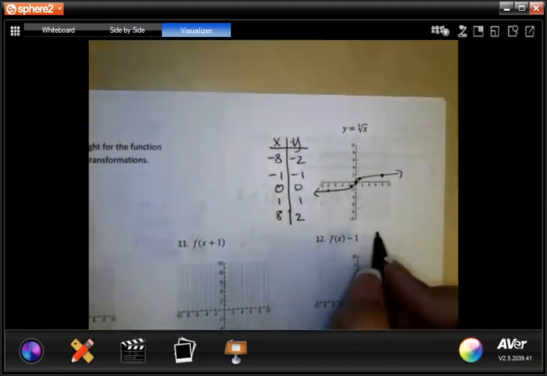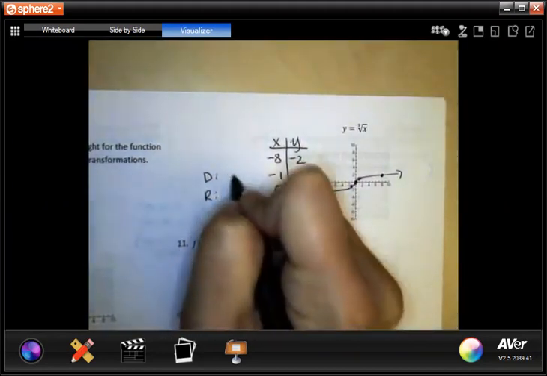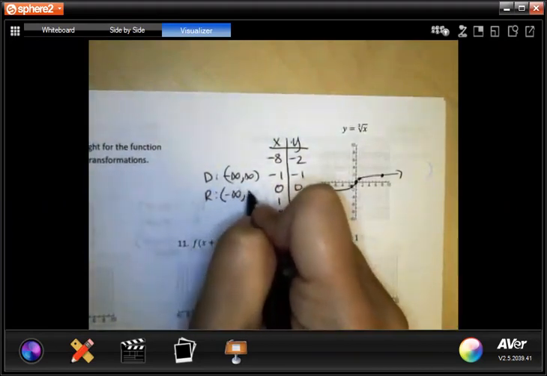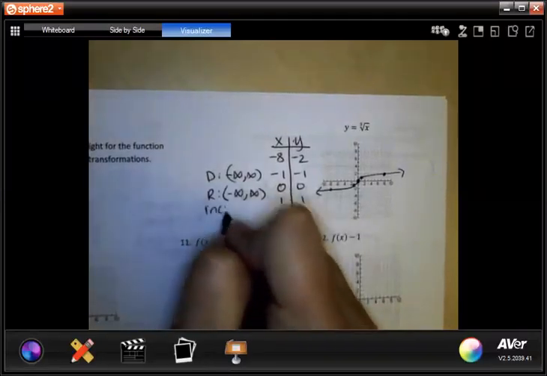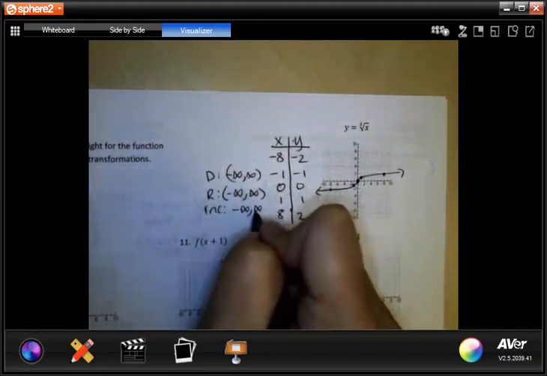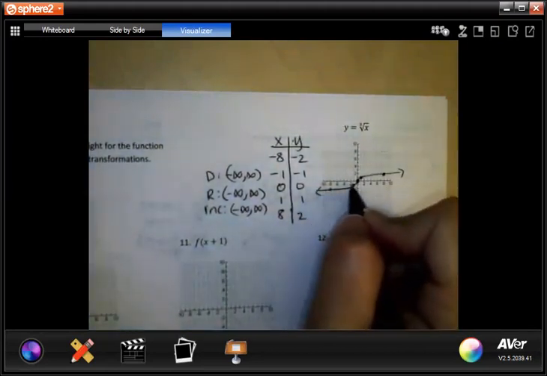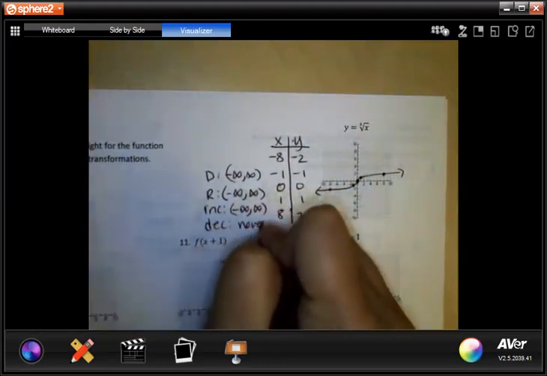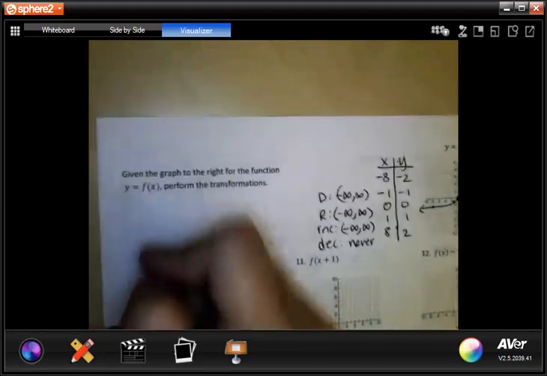Similar to the cube one, this domain and range is also all real numbers. It is going all the way to the left and right and all the way up and down. And then for the increasing, it is always increasing, even though it is going from side to side here. As we move from left to right, the graph is increasing. So it is never decreasing. So there's our important stuff about the cube root.